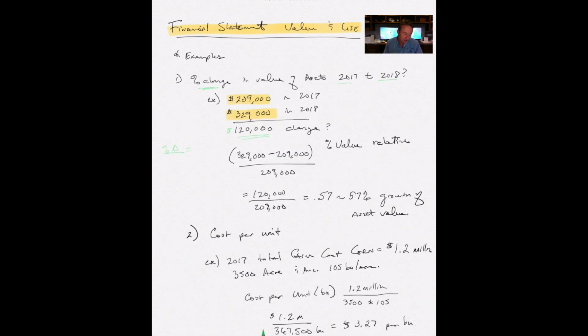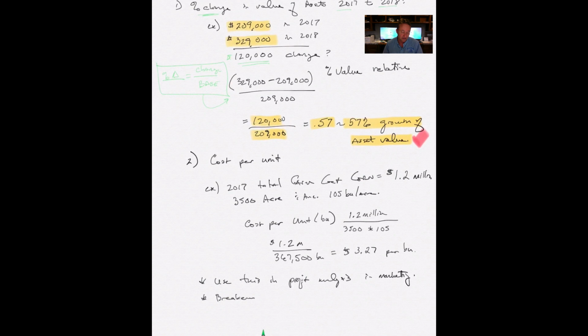In fact, for anything you want to look at as a percent change, you need the change value. So assets went up by 120,000, or income changed, or whatever change you're looking for, cost of production. You just take that change and divide it by the original value, which sometimes is called base, and you get my example here. So the example is we've got 329,000 that came from 209,000. That's a $120,000 change. It started at 209,000. So if you're communicating with someone, it's really a 57% growth in asset value. So calculating percent value can be important.